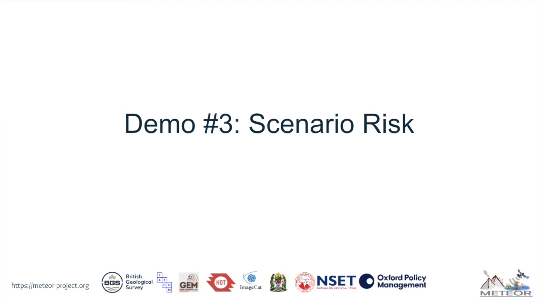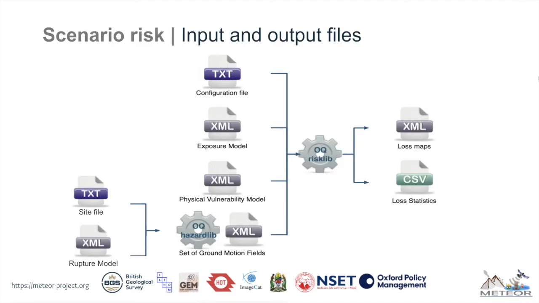In the third demo, we'll be looking at an earthquake scenario risk calculation using the OpenQuake engine. Here is an overview of the main input and output files associated with a scenario risk calculation. As with the previous demos, we have the site file and the rupture model, which are inputs to the hazard calculations, which are a part of this analysis. Then we have a job configuration file, which will also link to these other input files, our exposure model, and our vulnerability model.